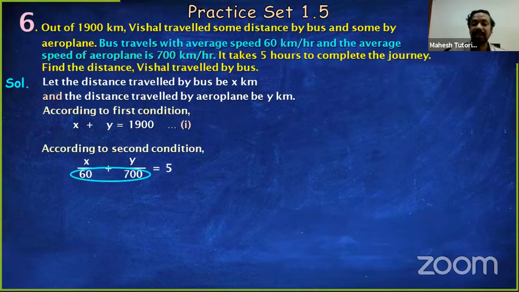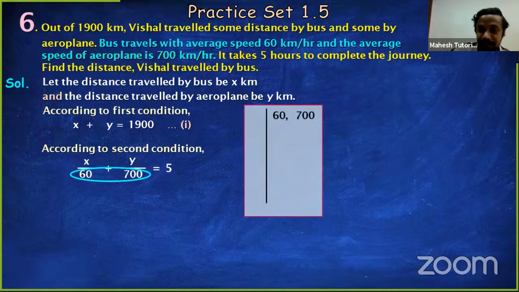But students, in this equation, if you look at it very carefully, there are some terms that will cause a problem. Absolutely correct. The denominators. So to get rid of these denominators, first of all, let us see which are the denominators. In the first term, which denominator do you see? 60. In the second term, which denominator is there? 700. So to get rid of these denominators, let us consider the LCM. LCM of 60 and 700.